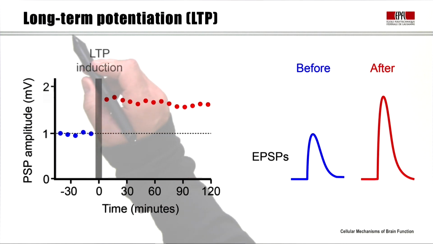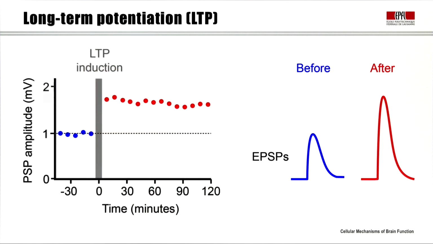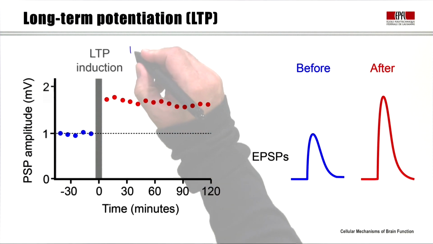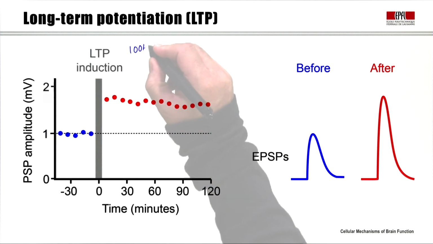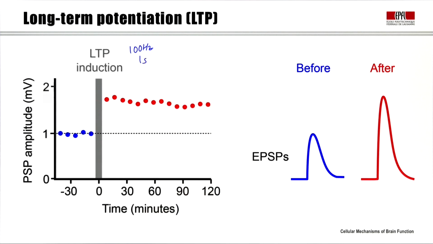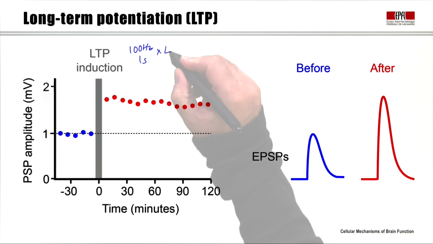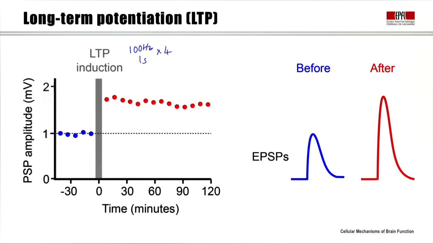LTP stands for long-term potentiation, and they did this through high-frequency stimulation of the axons that they were stimulating. So they would stimulate axons, say, at 100 hertz for 1 second. That's a very typical protocol for inducing long-term potentiation. So they did that for 1 second, maybe a few times. You might want to repeat that 100 hertz tetanic stimulation a few times.